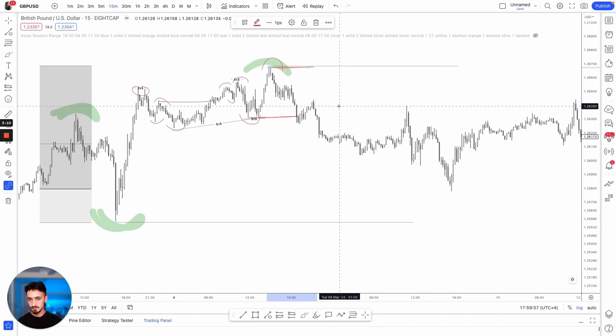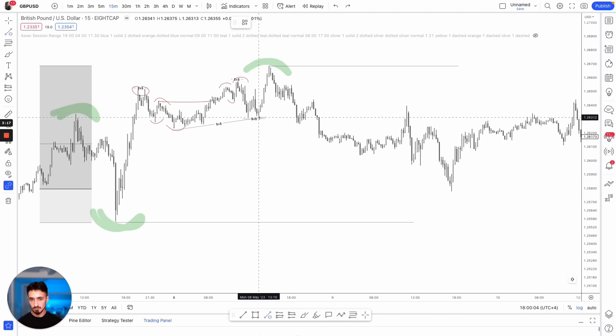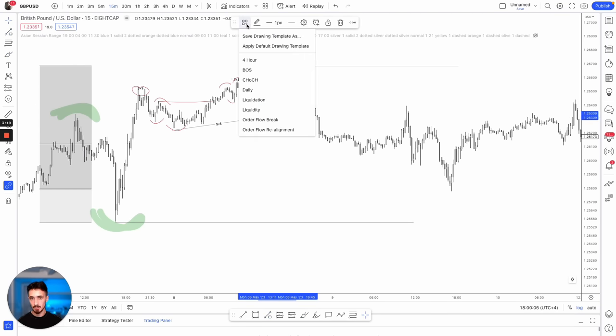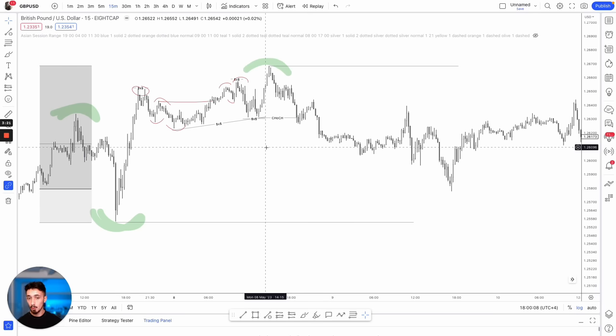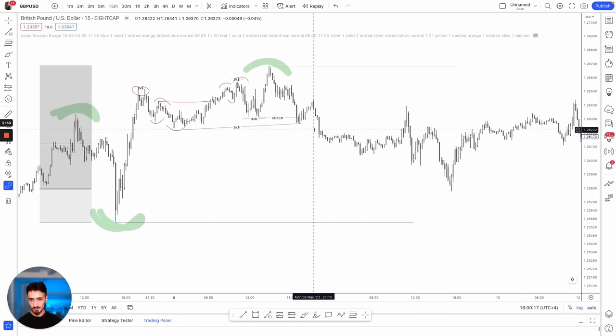Then what does price do? Price takes out the low and causes an internal change of character. The internal change of character gives us reason to believe that price is going to go and trade lower, having its pullback. Right, so now we understand that price has changed character, just tapped into this area of liquidity, and then pushed up. Now we still have all of this area of liquidity in here.